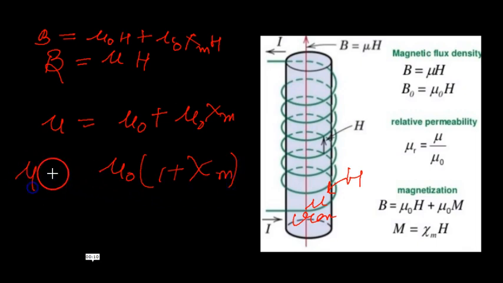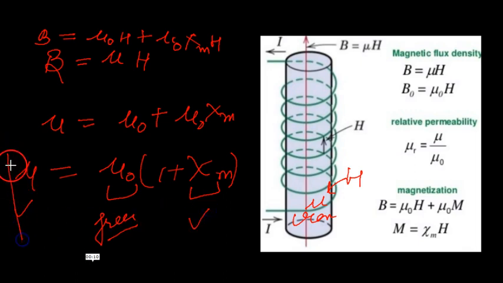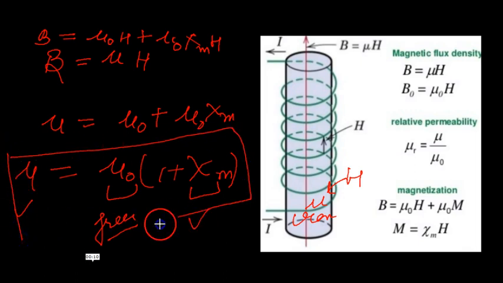Permeability of any substance is equal to permeability of free space into 1 plus chi m. Chi m is the susceptibility, how much the material has acceptance for magnetization. Okay, thank you.